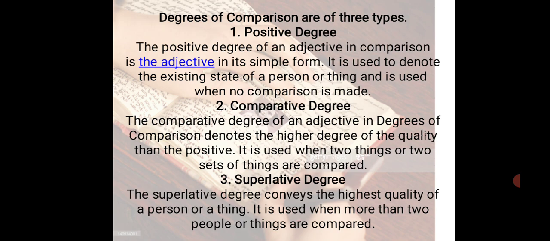The highest quality of a person or a thing. So what is superlative degree? The superlative degree conveys the highest quality of a person or a thing when more than two people or things are compared. So remember that we use superlative degree when more than two people or things are compared.